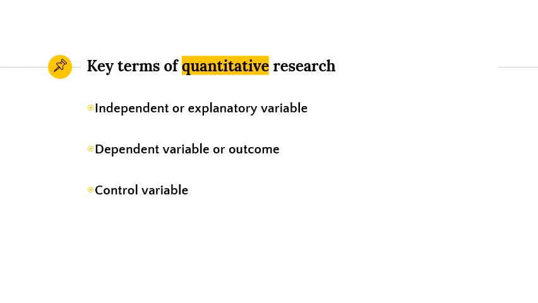So the key terms of quantitative research. There are three, well, there are more things, but these three things are very important to have very clear in our minds when we talk about quantitative research. And the first one is the independent variable. What is an independent variable? What is an explanatory variable? What is a dependent variable or outcome? What is a control variable? This might seem to be very easy, even silly, but it is really not, because it's not always as clear as we would think.